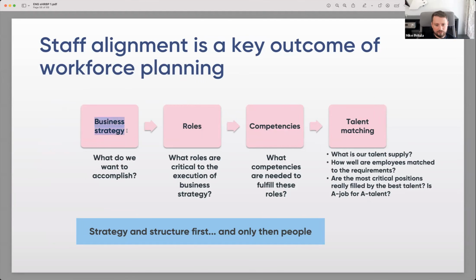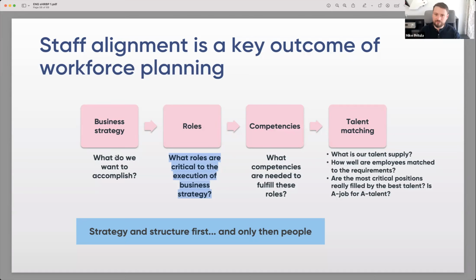So we have business strategy. It answers the question, what do we want to accomplish? Then we have needed roles, which answers what roles are critical to the execution of the business strategy. Again, these questions are very important for HR business partners to understand.